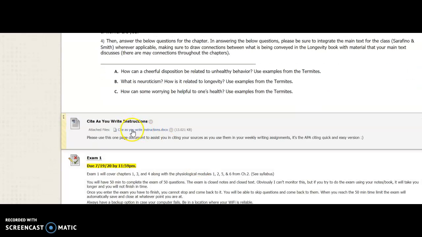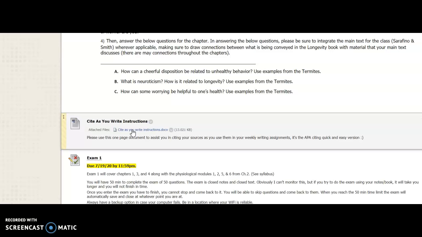Okay, I put the cite as you write instructions because I just want to make sure that everybody is carefully citing when you're using examples from Friedman and Martin's Longevity Project book. You want to cite them, Friedman and Martin, and the year of the book, I think it's 2011. Anytime you pull something from there, you want to cite that. Anytime you pull something from Serafino and Smith, you want to cite that with 2017 being the date. If you pull a direct quote, you need to be putting it in quotation marks, and you need to be putting the page number of where that quote's from.